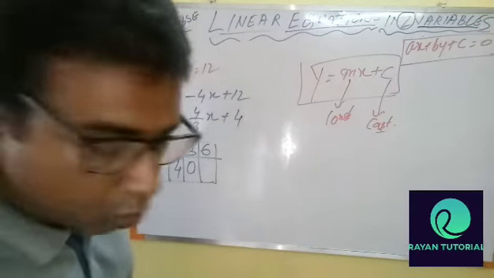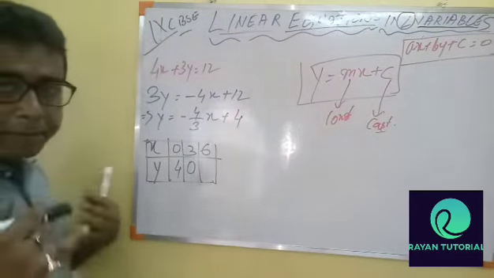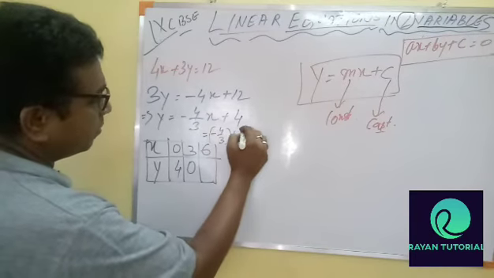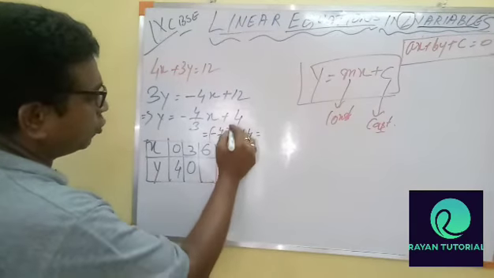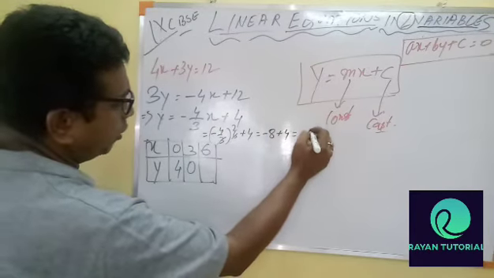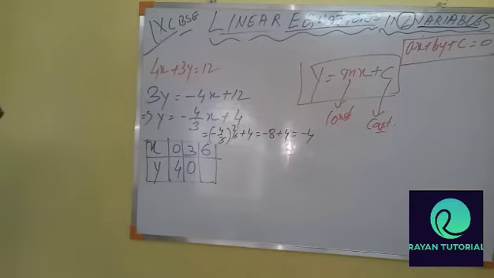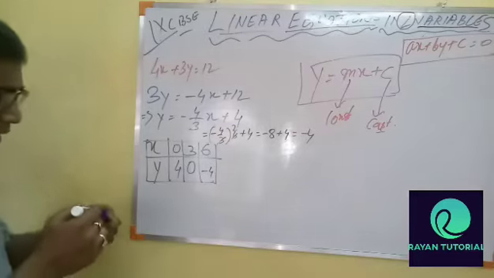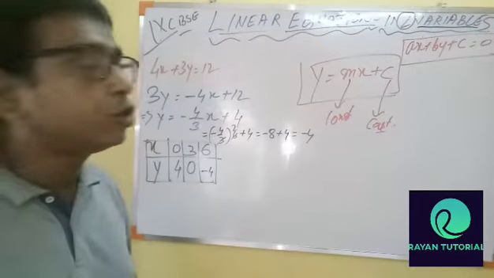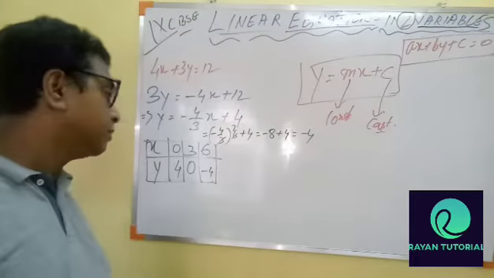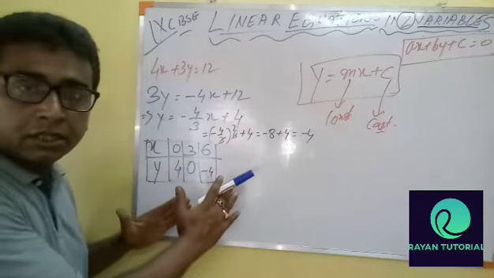See here, don't get confused. Maybe I am going very fast, right? So minus 4 by 3 x, I said x equals 6, 3 twos are 6, minus 4 into 2 is minus 8, plus 4 equals minus 4. That means when x equals 6, y will be minus 4. So like this, you have to find out the solution set. These are called the solution set, because this is not finished.